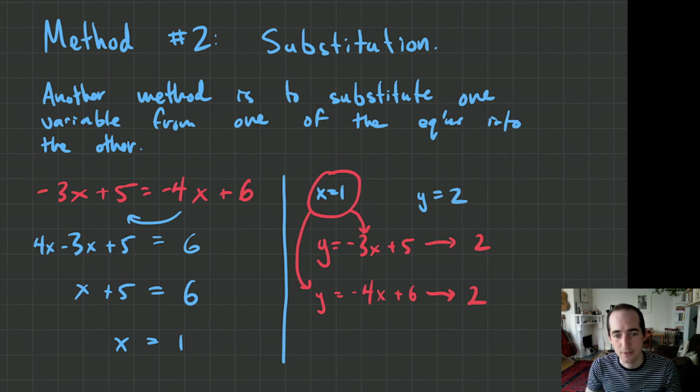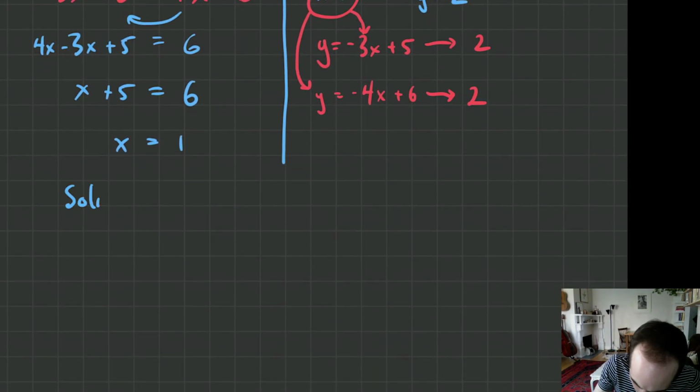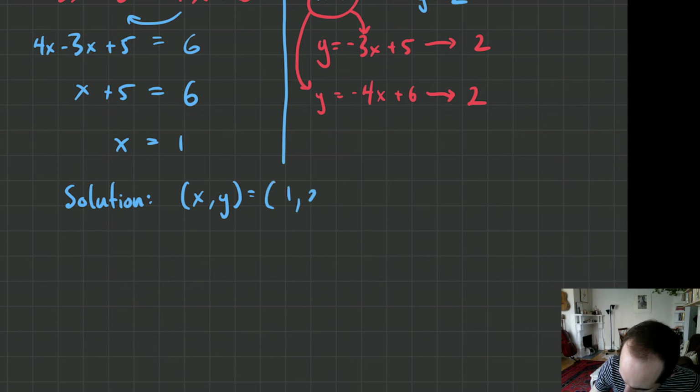And that is called substitution, because we're substituting one variable into the other. So this would be our solution. If you want to write the solution, x comma y is equal to 1 comma 2.